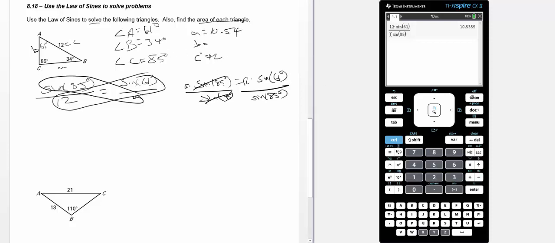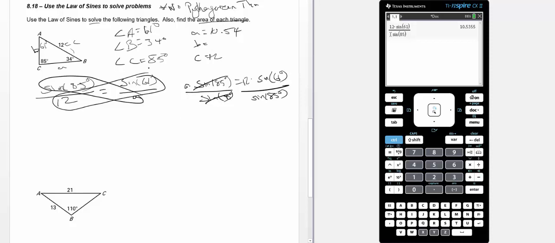I need to find B. One tool I do not have at my disposal is the Pythagorean theorem. You can't use it because this is not a right triangle. The Pythagorean theorem only applies to right triangles. If this was a right triangle, then go ahead. But since it is not, the Pythagorean theorem does not apply.